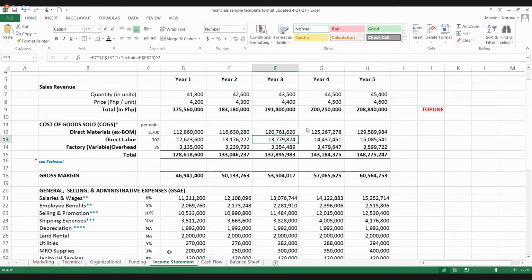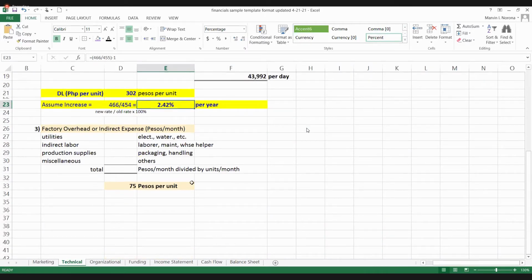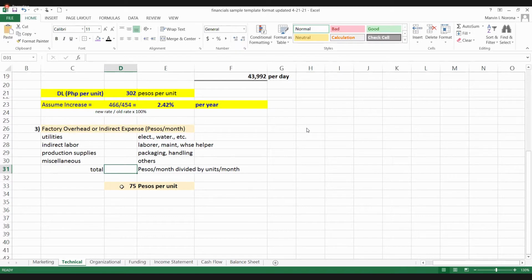Okay. So ganun din sa factory overhead. 75%. Okay? So pwede ka mag-assume dyan din ng inflationary increase. So you can assume a total, then get the pesos per unit. Usually per month kasi ito.